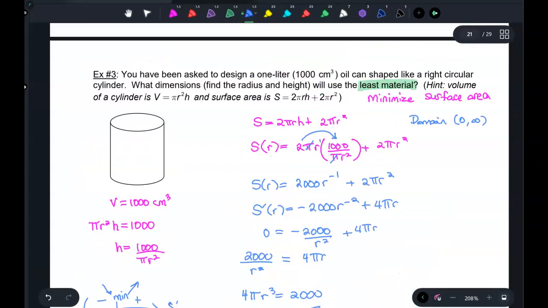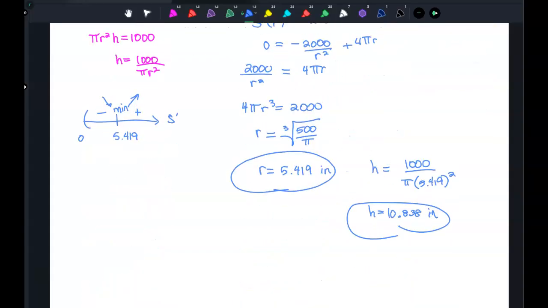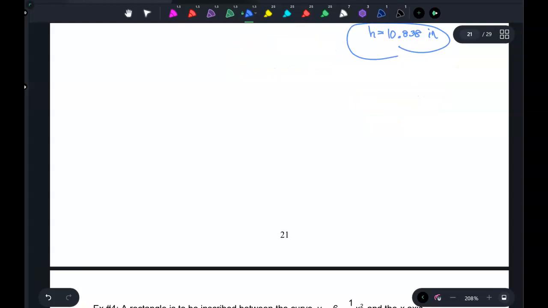Okay, and they actually didn't ask for the surface area. They just wanted the dimensions. Okay, last one.